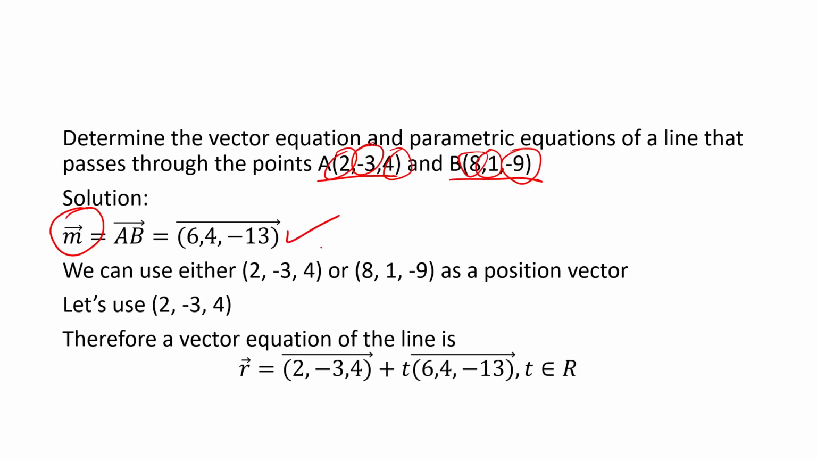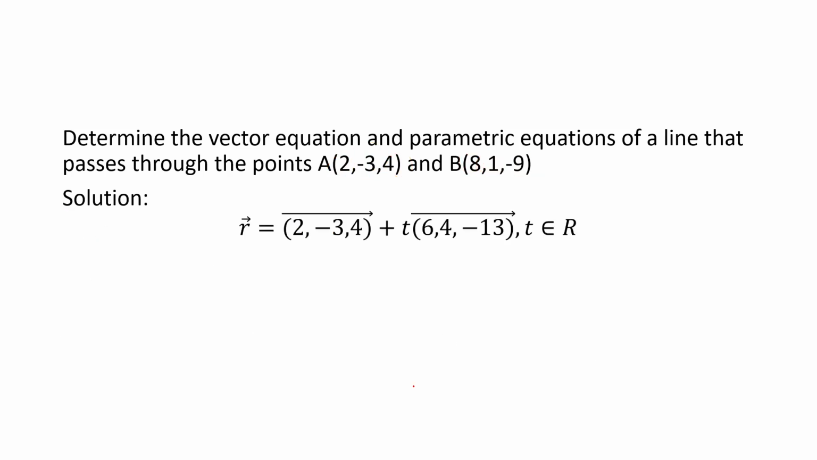Then, since the point (2, -3, 4) is on the line, we can use the vector (2, -3, 4) as a position vector. And so we've got a direction vector and a position vector, and we can state a vector equation of the line as shown. And of course, we remember to include our parameter, which we're calling t in this case, and we put a t in front of the direction vector.